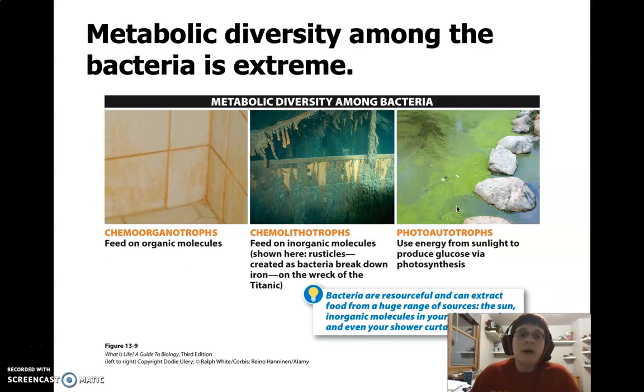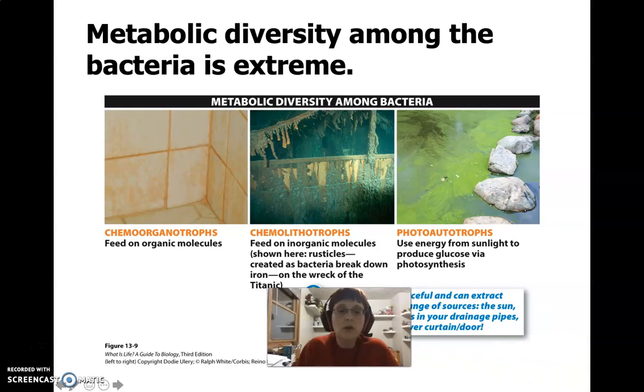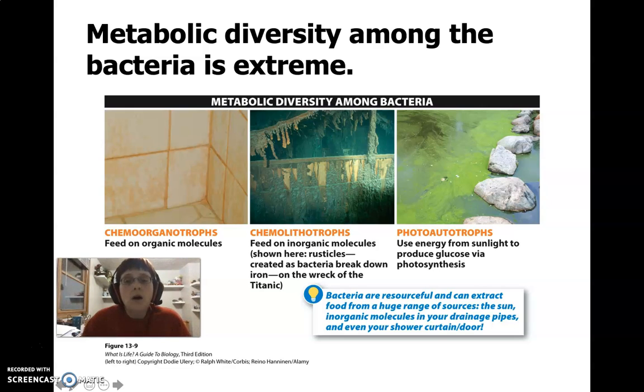So I mentioned that bacteria are probably the most diverse organisms, and one reason has to do with that genetic exchange. This is another reason, and that is they are the most diverse as far as their metabolism, meaning what they can eat. So I'm not going to ask you to know these names like chemoorganotroph and chemolithotroph and photoautotroph, but I would like you to be familiar with what kinds of things bacteria can eat.